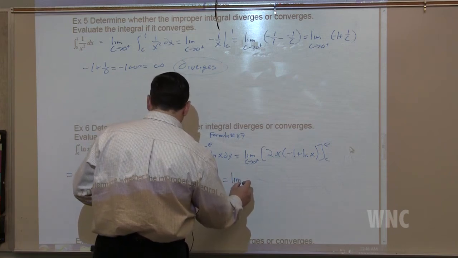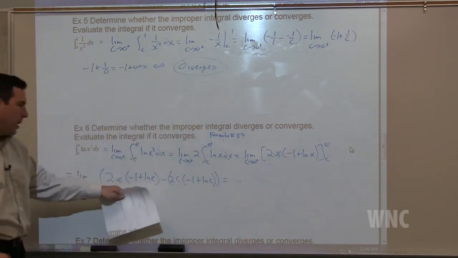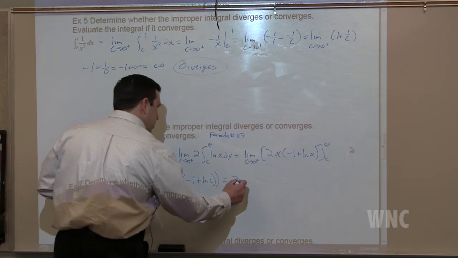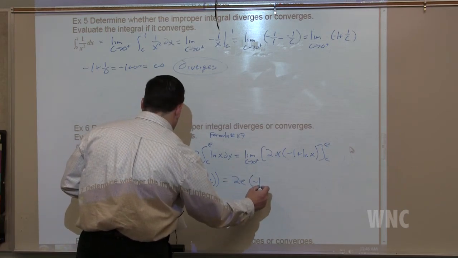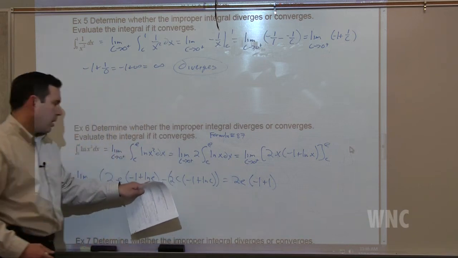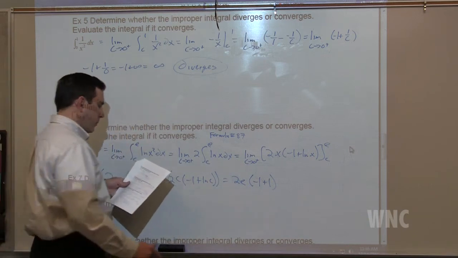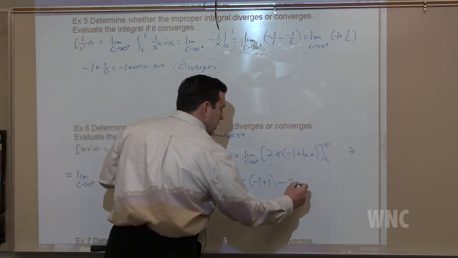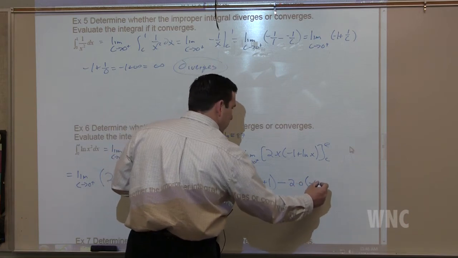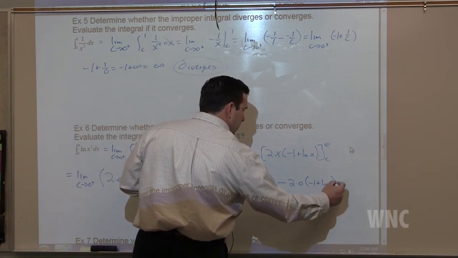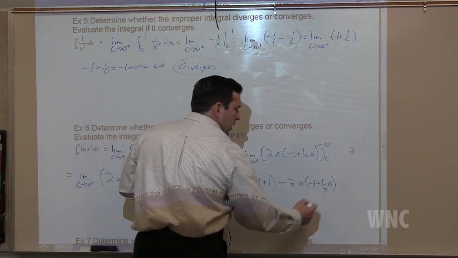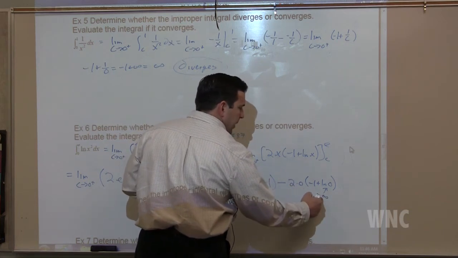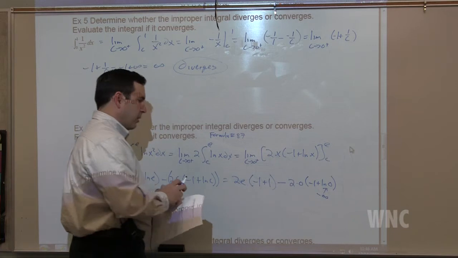That's going to give us the limit. Well, I think I can pull this part out of the limit now because there's no c in there. So we're going to have 2e times negative 1 plus 1, because natural log of e is just 1. Minus, here, 2 times 0 times negative 1 plus natural log of 0. Now the problem with natural log of 0, that is going to be negative infinity. So we have a 0 times negative infinity case. So here we're going to have to use L'Hopital's rule.